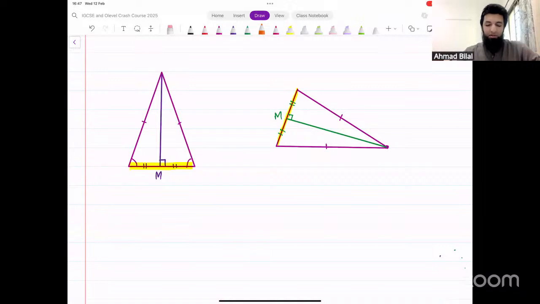Any questions until this point? The different types of triangles, all of you understand that? No problems?